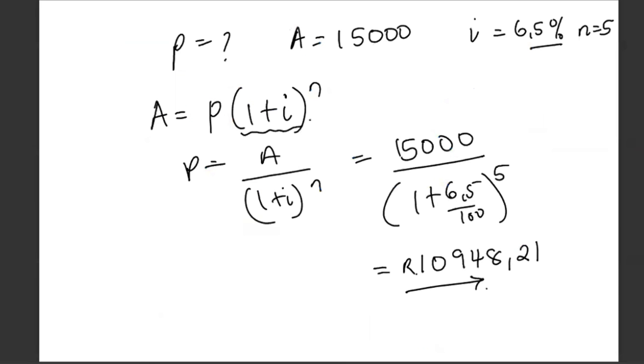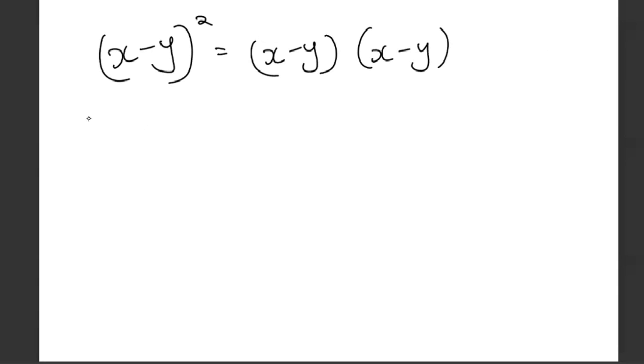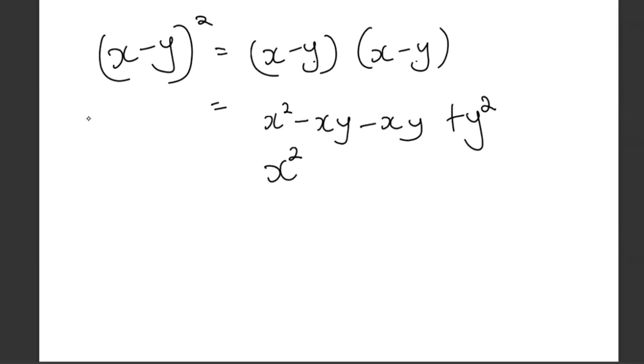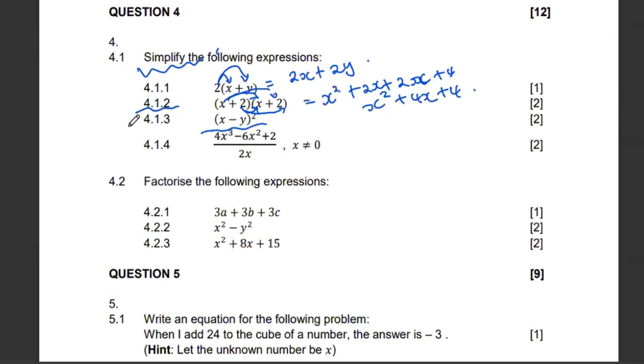And then we have x minus y squared as the next question. So this is a square bracket, which is the same as x minus y times x minus y. When you open that bracket, x and x is x squared, x and y is minus xy, y and x is minus xy, negative y and negative y is plus y squared. So that's x squared, this gives us minus 2xy plus y squared. So that becomes the final answer for that particular question.